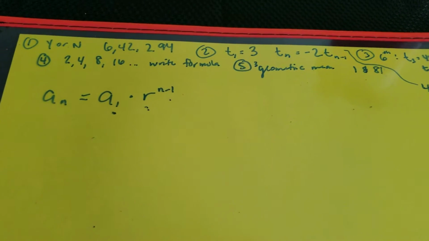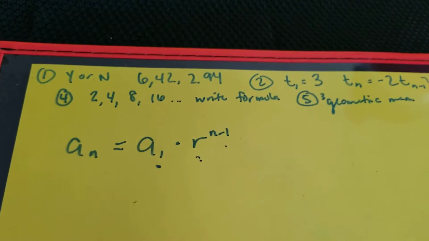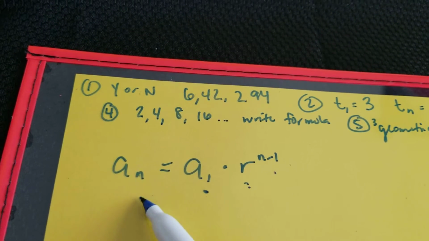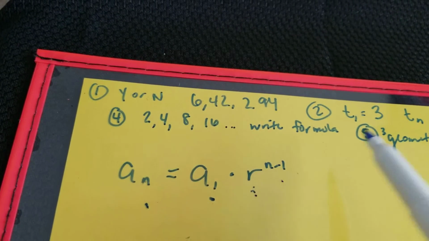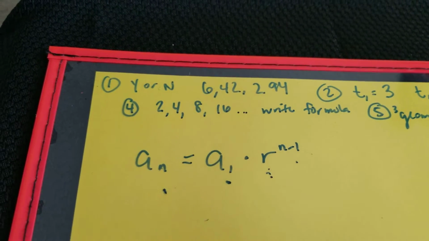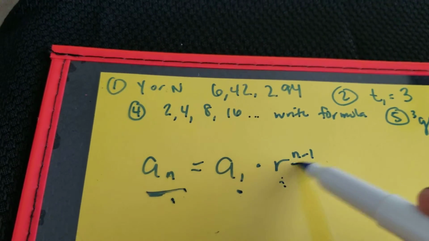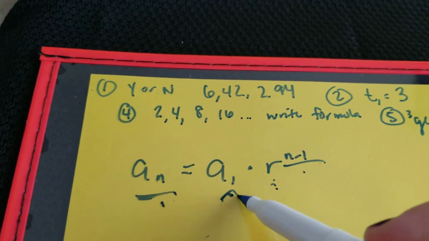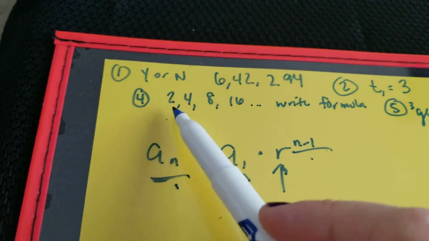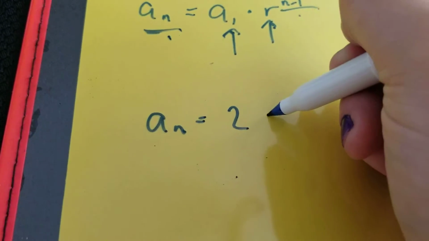Okay, so for the next one, they give us some terms and they want us to write the formula. So again, for the formula, we have an, which is the nth term, the 1st term, the ratio, and then n minus 1. Now, they don't tell us how far we're going in terms of if we're looking for 20 terms or 10 terms or 100 terms. So we're going to be leaving this part and this part alone. So really the only thing that we're filling in is the 1st term and the ratio. Okay, so the 1st term we know is 2. So an equals 2 times the ratio.